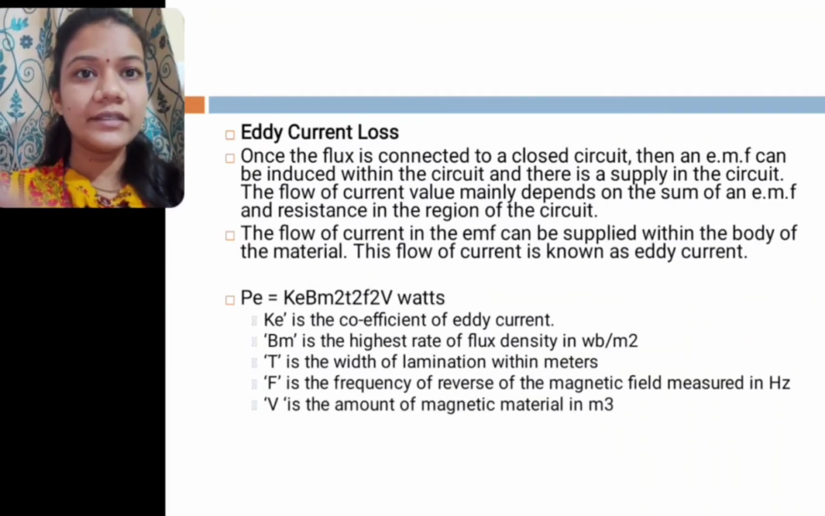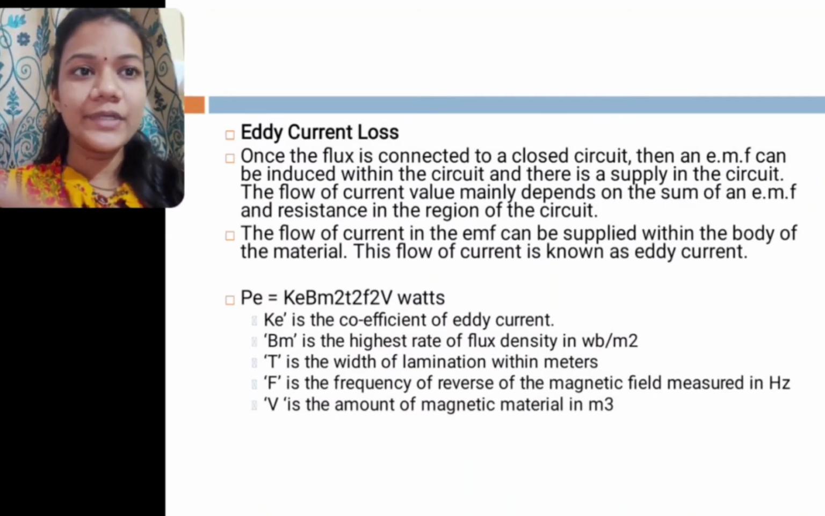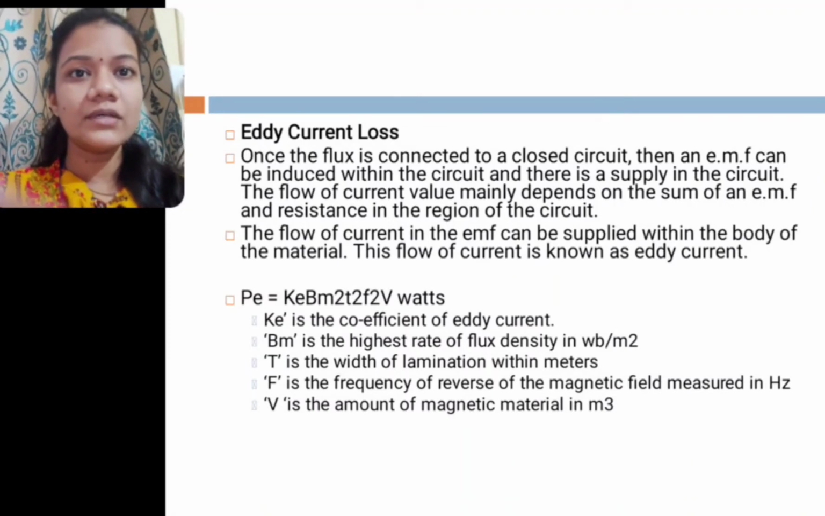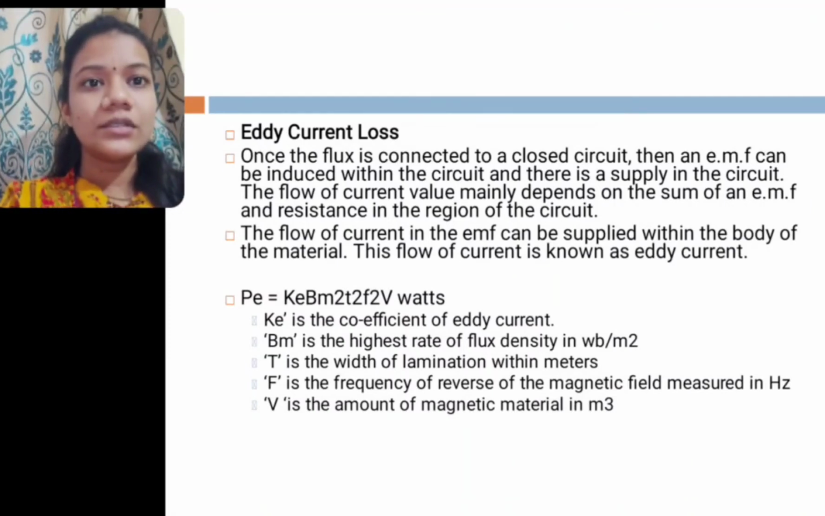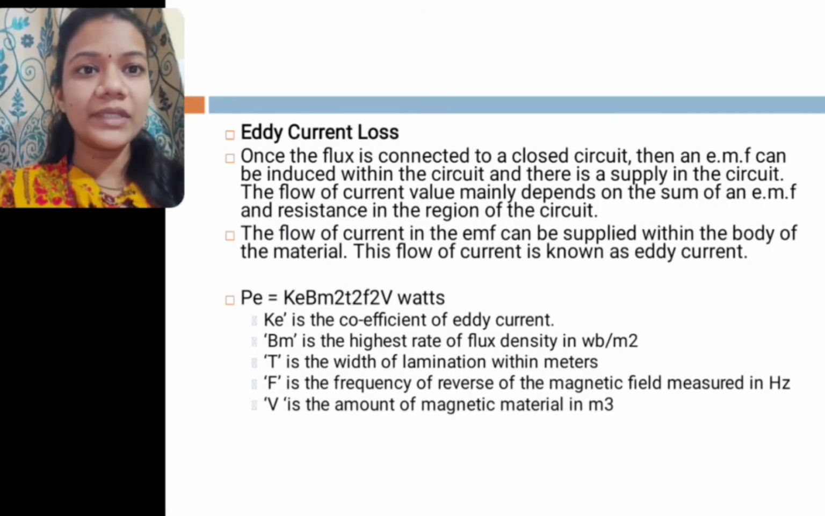Now second is eddy current loss. Once the flux is linked to a closed circuit, an EMF is induced within the circuit. The flow of the current mainly depends on the EMF and the resistance of the circuit. The flow of current due to the EMF within the body of the material is known as eddy current.